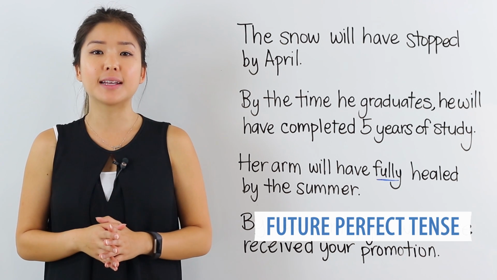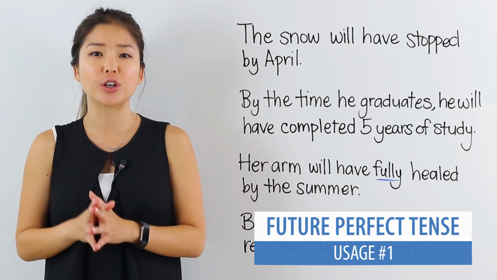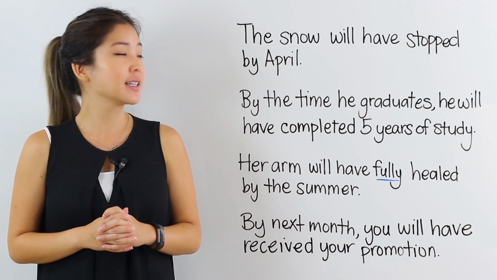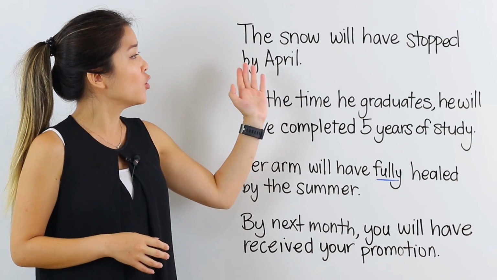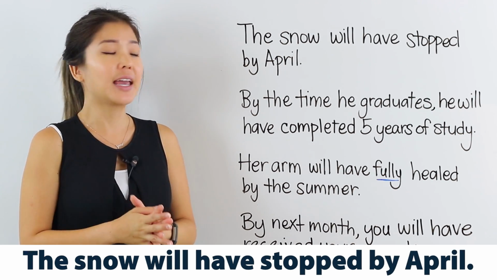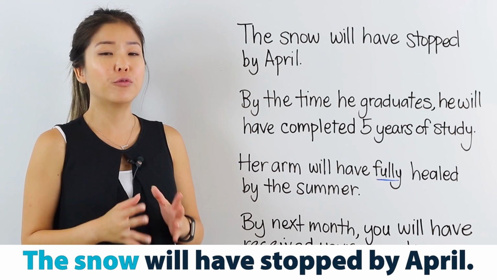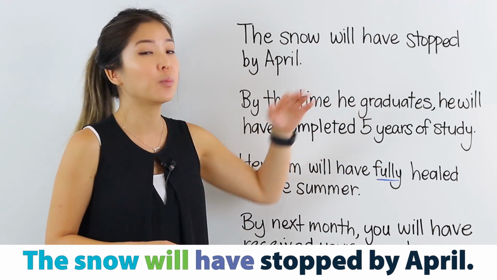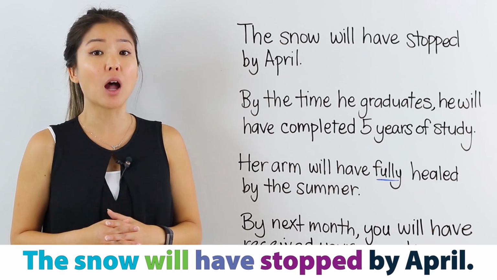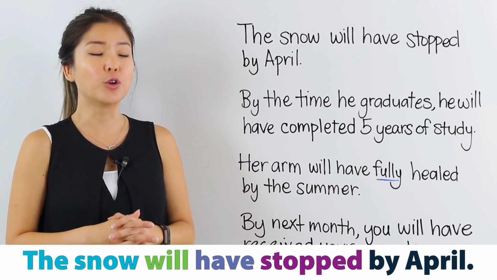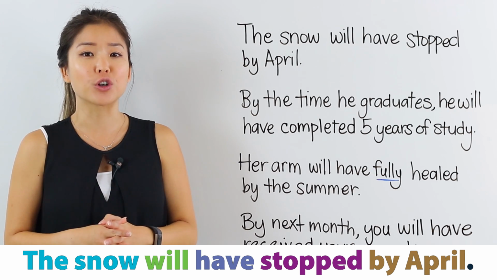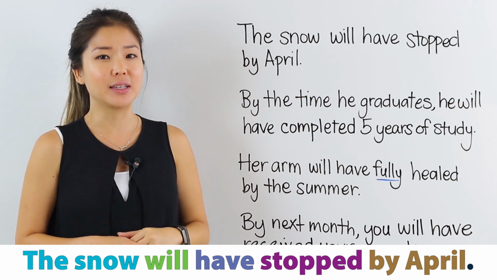The future perfect tense is used to express an action in the future that will happen by a specific time in the future. Let's look at some examples. The first sentence says, the snow will have stopped by April. We start with the subject, in this case, the snow. Then we follow with will have and the past participle of the verb. In this case, we used stopped for the verb stop. At the end of the sentence, you'll notice by April. By April shows the specific time in the future when this action will have happened.